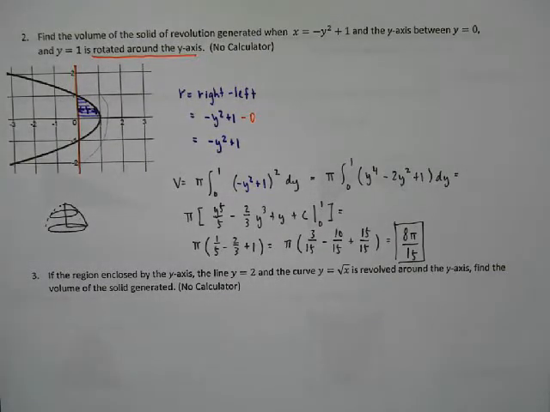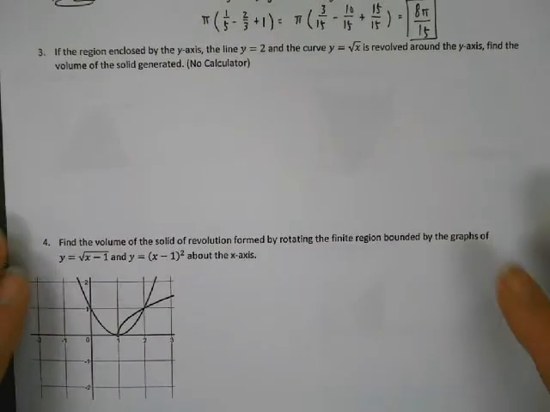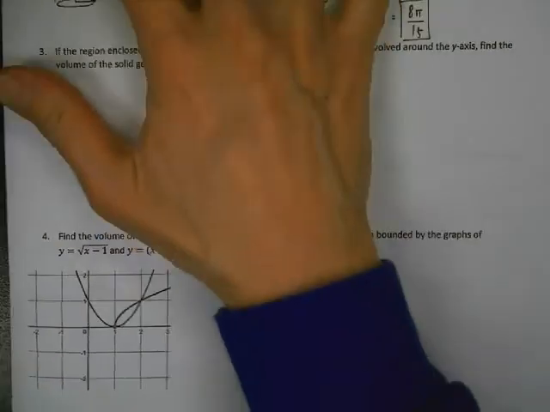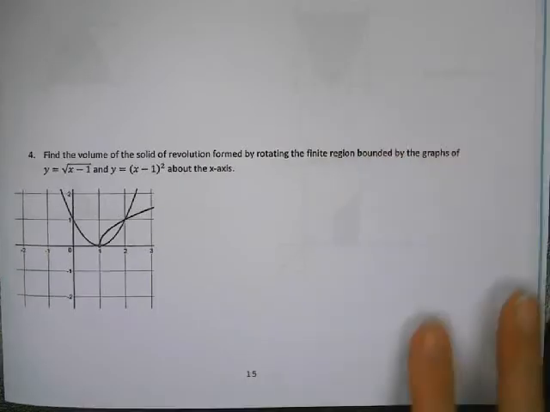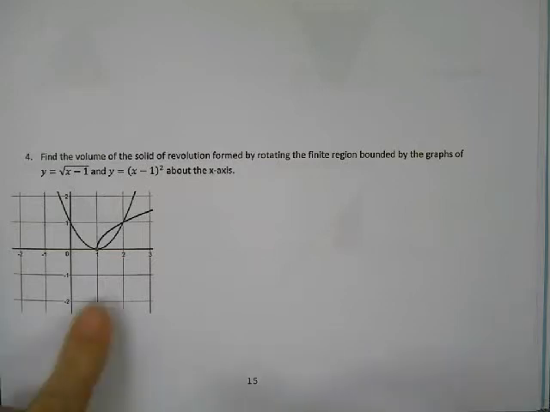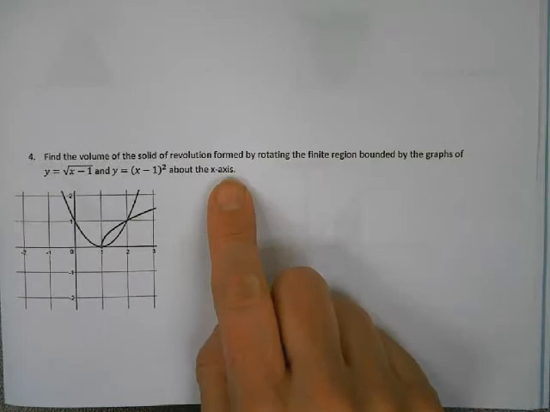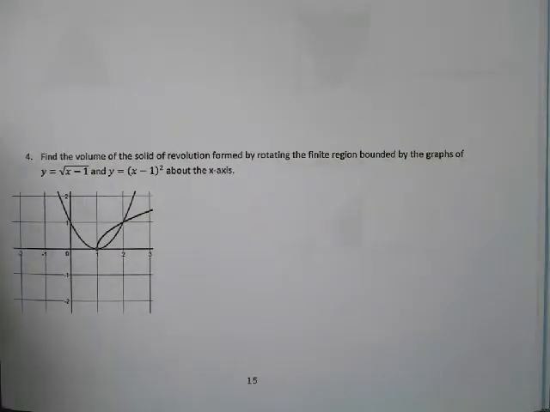All right, we're going to skip 3. We'll do that tomorrow. And we're going to look at number 4, because now something a little bit different starts to happen. Let me move this up. Okay, so now we're going to find the volume of the solid of revolution formed by rotating the region bounded by these two graphs. We're going to rotate that about the x-axis.